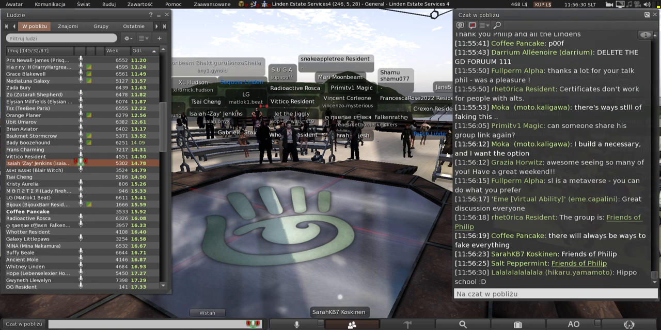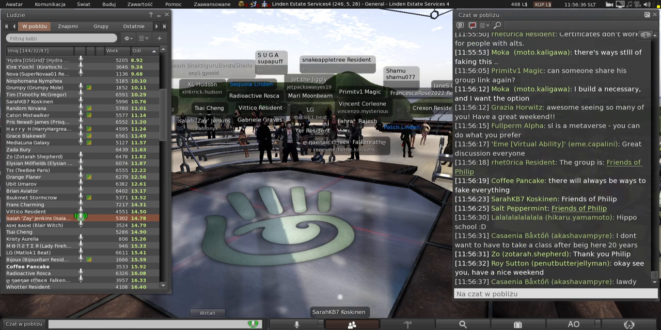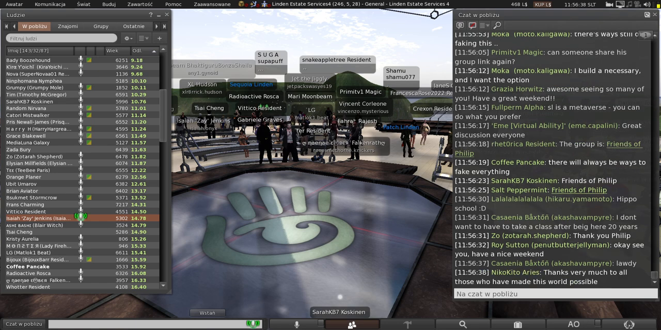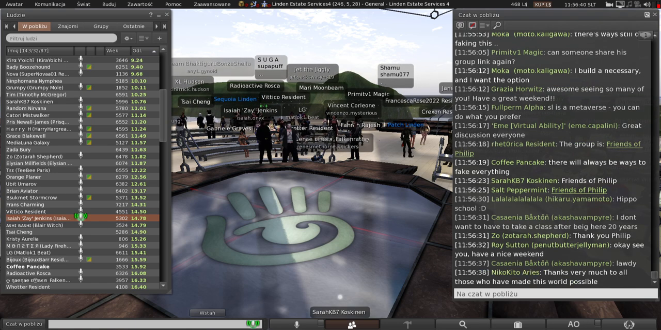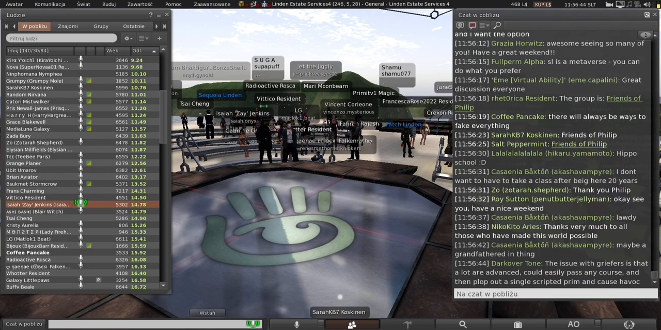Yeah, the problem isn't being able to build, it's whether it should be kind of suppressed so that not everyone can just resiprim out and put scripts in it that blow up half the sim, you know?